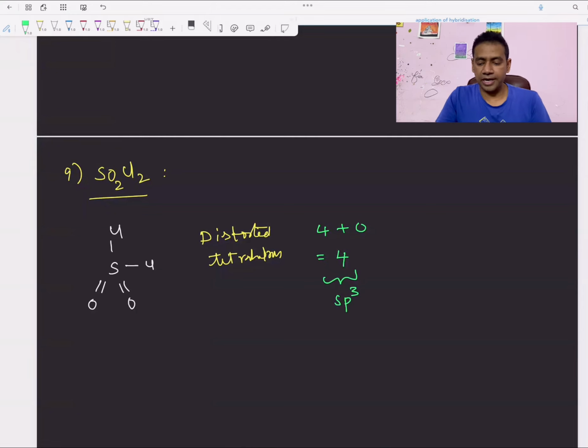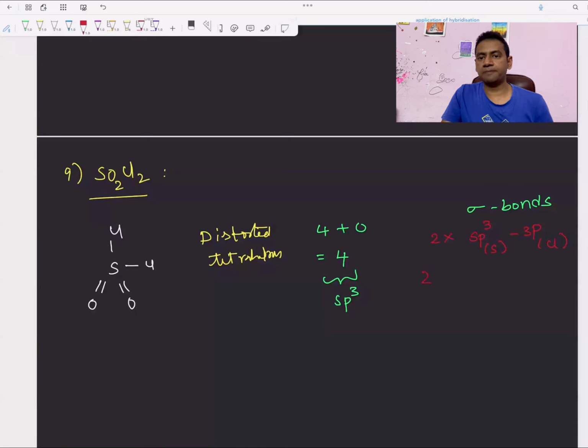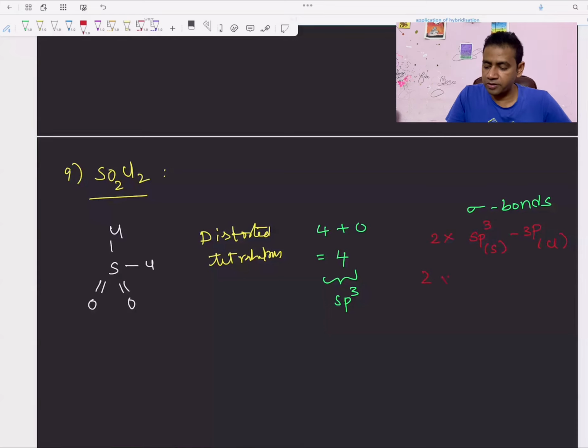Now we have to write the sigma bonds and pi bonds. Coming to sigma bonds, how did we get them? There are 2 sigma bonds, and each sigma bond is formed from overlap between the sp3 hybrid orbital of sulfur with the 3p atomic orbital of chlorine. And we also have 2 more sigma bonds, formed from the sp3 hybrid orbital of sulfur overlapping with the 2p atomic orbital of oxygen.